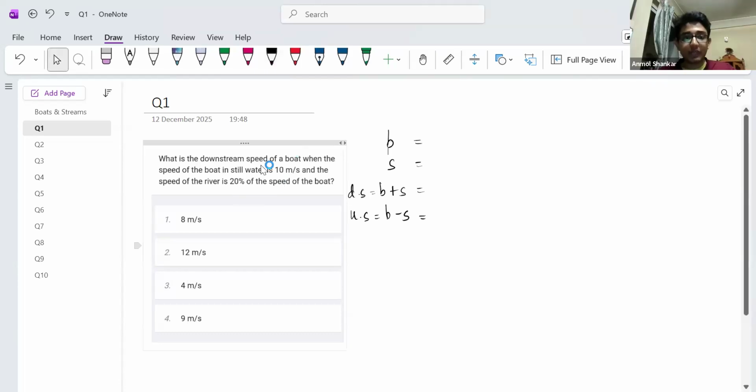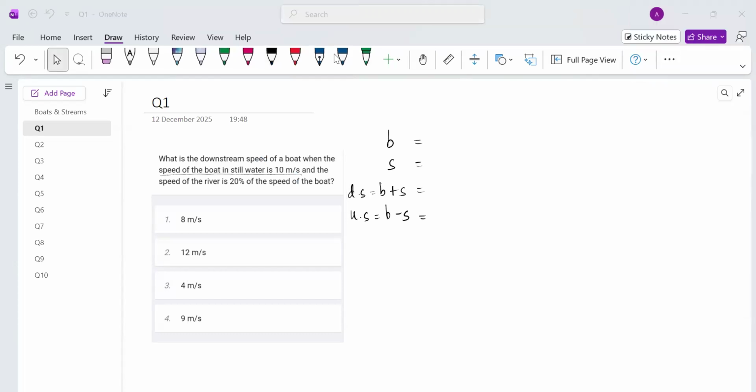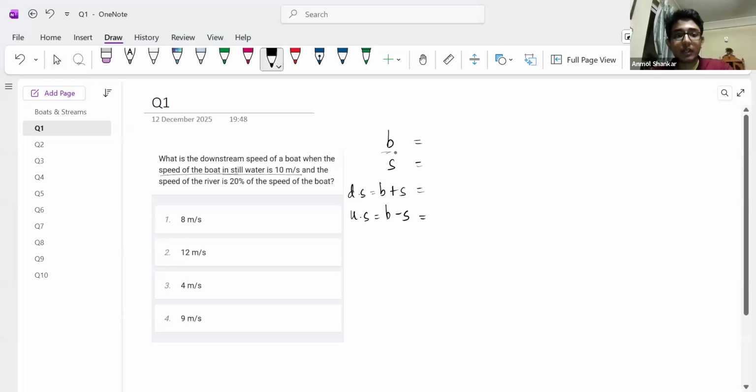First, they have said, what is the downstream speed when the speed of the boat in still water is... what is this? Speed of the boat, sir. Boat, correct. So that is b. Always, when you see in still water, they are talking about b. So b is equal to 10 meter per second.